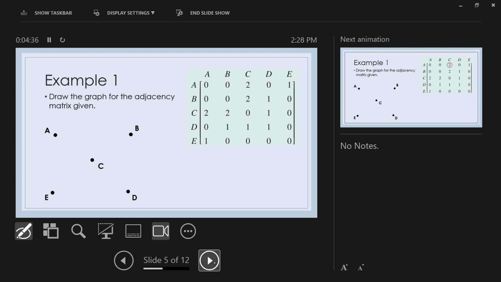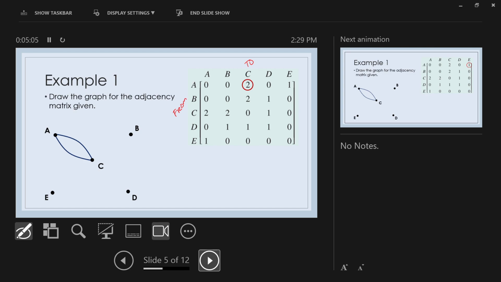All right, moving on. Now we want to do the opposite skill to what we've just spoken about. Okay, so draw a graph given the adjacency matrix given. Okay, so remember is that on this side is we have from, and above here we have to. So in other words, A to A is 0. A is not connected to itself. A to B is 0. A to C is connected twice. So what we can then do is we can then connect A to C twice, right?